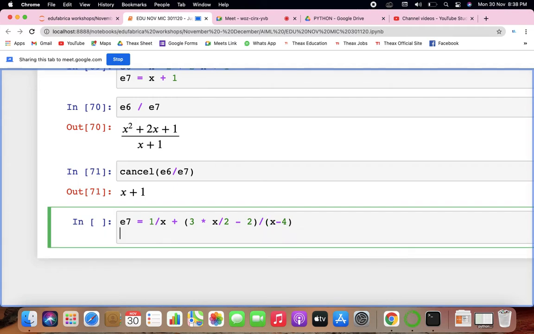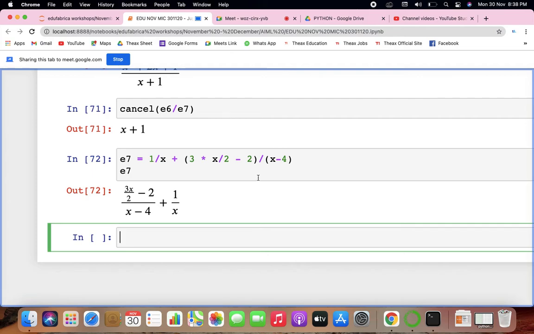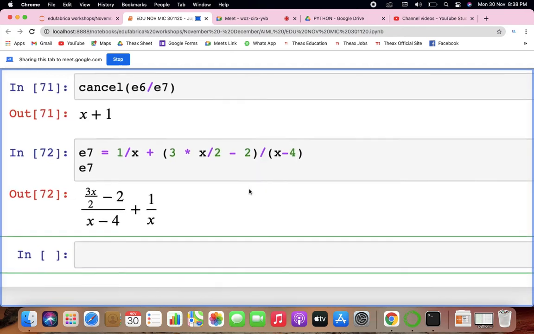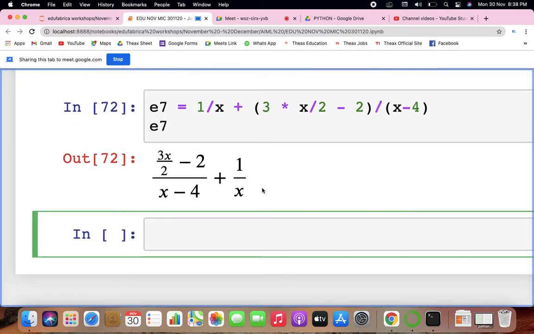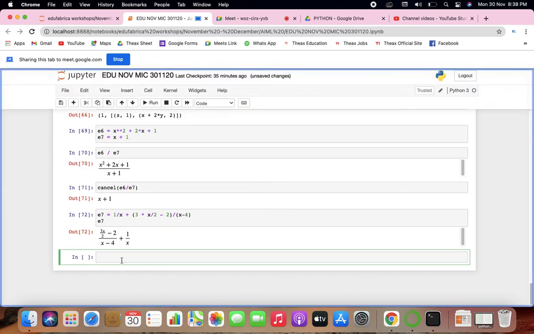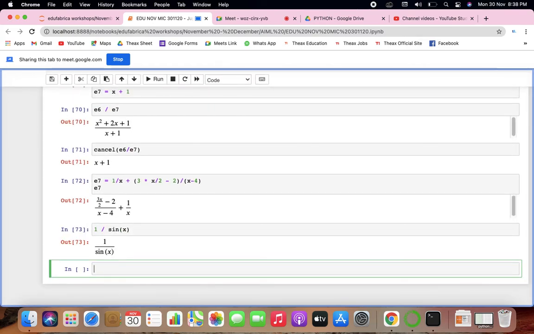So, if this is an expression E7, it will come as like 3x minus 2 by x minus 4 plus 1 by x, if I zoom in there, you can see it better, right? Or 1 by something like 1 by sine x, cos x, anything, will be giving you the results, right? So, you'll be getting questions to solve actually. You just see the way of writing, because when you'll be getting questions, you have to solve those things, right?